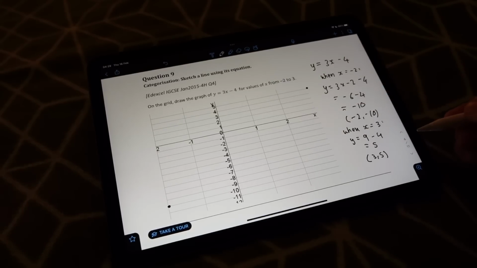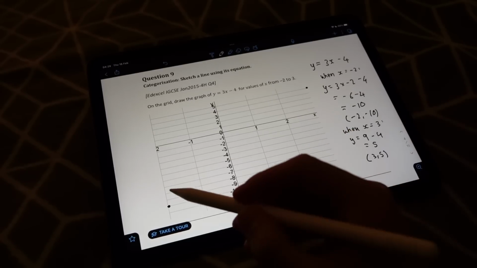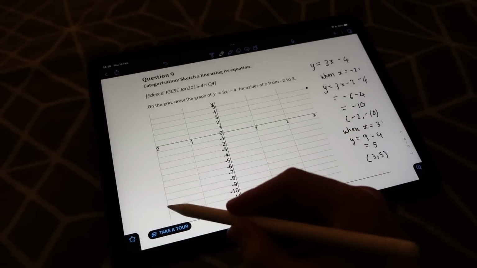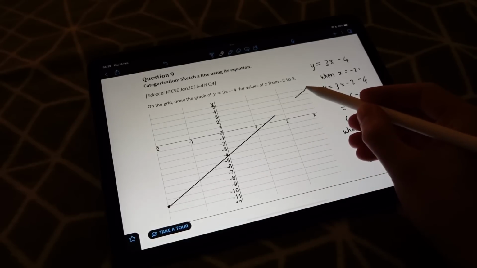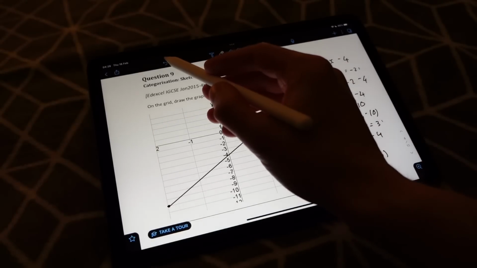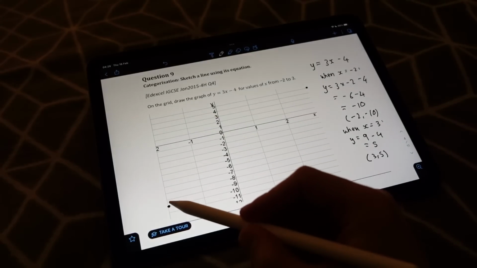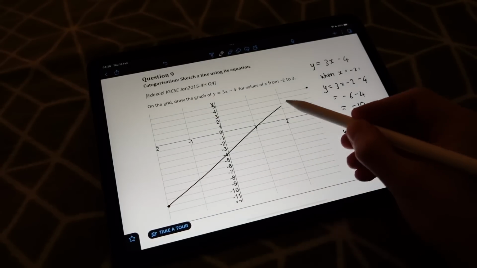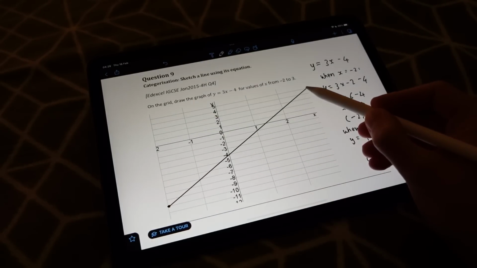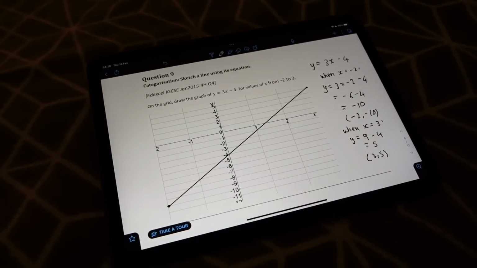And then, obviously, in an exam, I'd highly encourage you to use a ruler, but luckily for me, I can just go shoop. Oh, of course that would happen. We can just go shoop. And it forms a nice straight line for me. And there we go. We have completed question number 9.